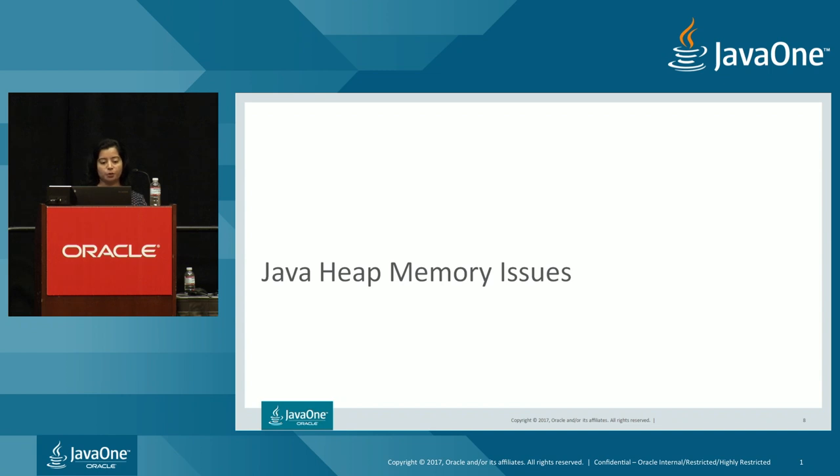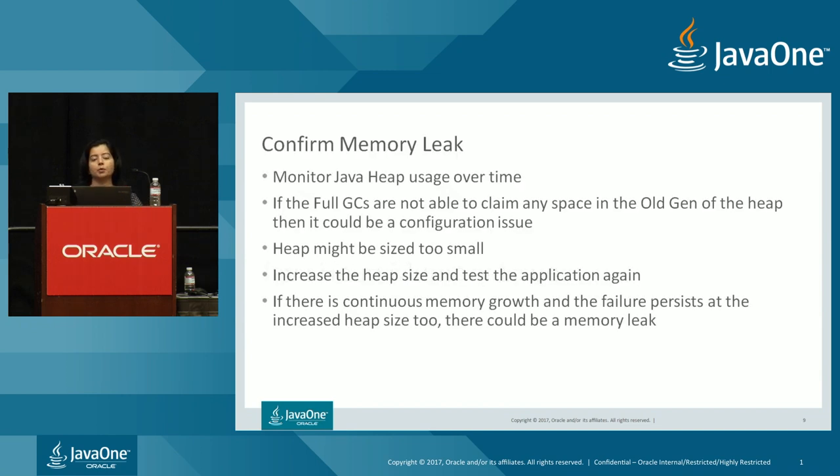So, Java heap memory issues. When we look at those symptoms, rather than just jumping to the conclusion that my application has a memory leak because I see unexpected memory growth, poor performance, or my application is failing with OutOfMemoryError, we first should confirm whether there is a memory leak. We should monitor our Java heap usage over time. If there are full GCs occurring during the runtime of our application, are those full GCs able to reclaim space in the old generation of the Java heap?